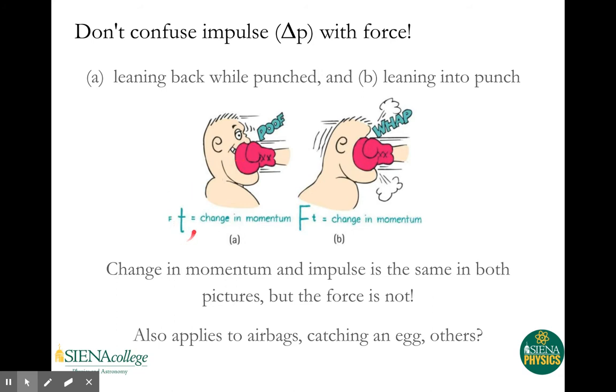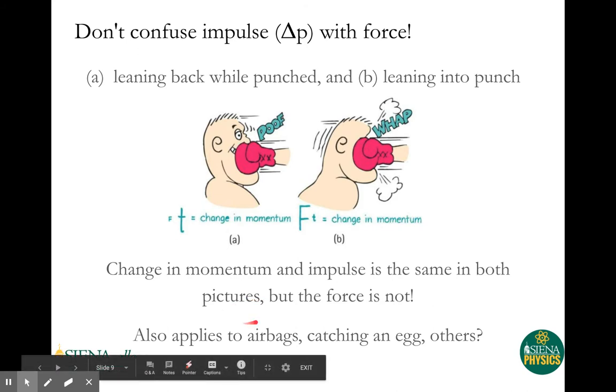But on the left side, the time is big, right? Because you're leaning back and increasing the time that the punch is in contact with your face. So t is big, therefore the force is smaller, but you get the same change in momentum. On the right, you're leaning into it so that the change of momentum is transferred over a small amount of time and you get a bigger force. Okay, but it's the same change of momentum.